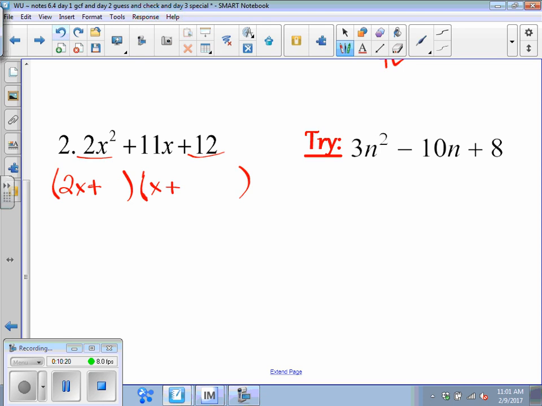So now let's try 4 and 3. So the inside gives me, the outside gives me 6x. Is that right? Nope. So now let's try 3 and 4. The inside gives me, the outside gives me, together they give me, done.